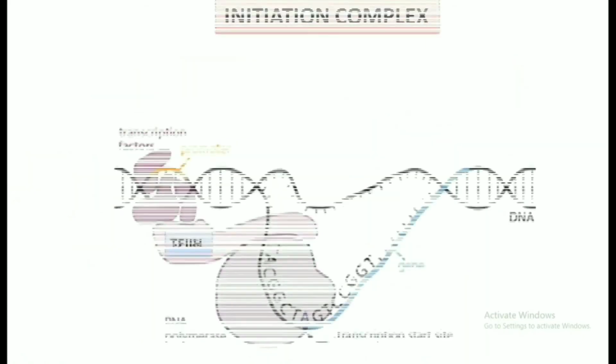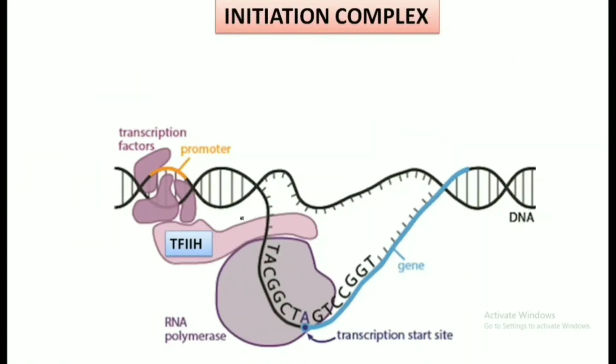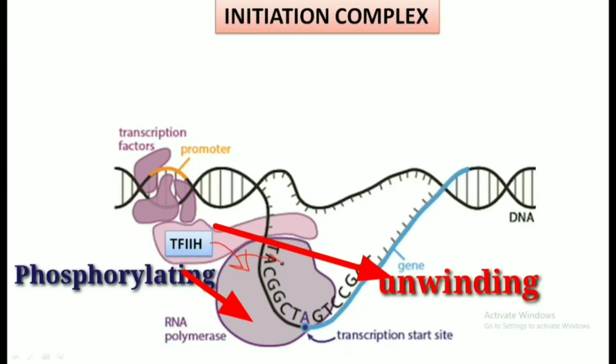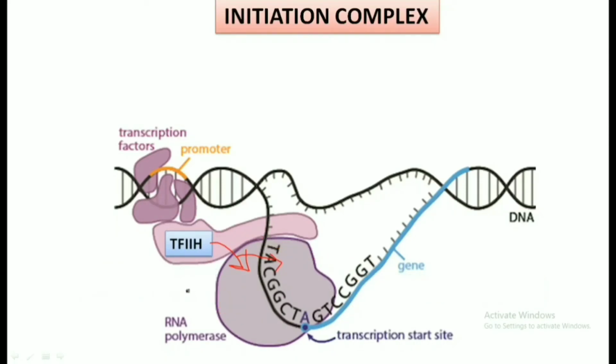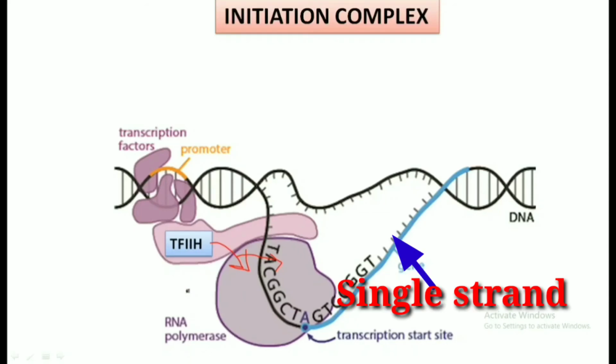This transcription factor 2H has helicase and also ATPase activity, and so it is responsible for unwinding the DNA and also phosphorylating the RNA polymerase II. Thus, the RNA polymerase now has access to a single stranded DNA template.